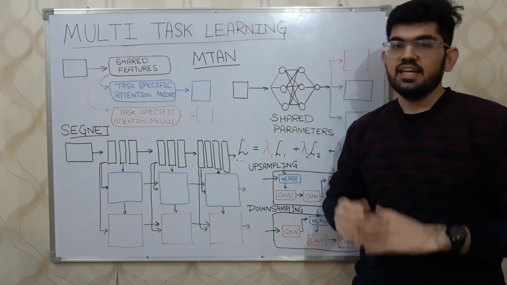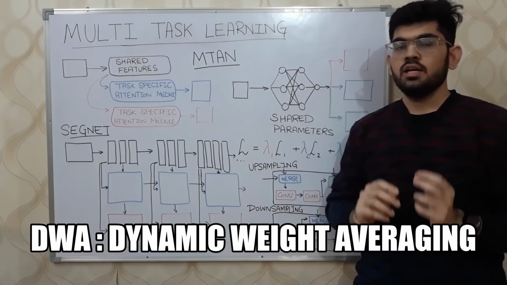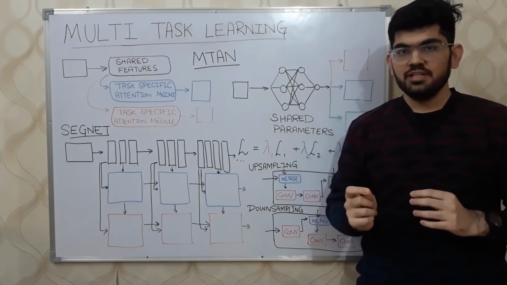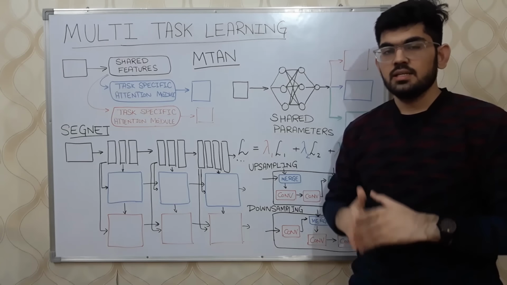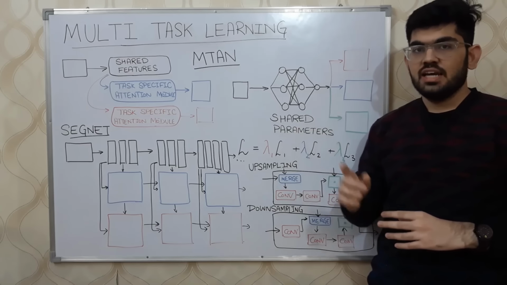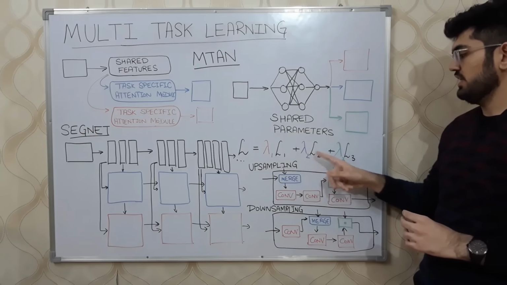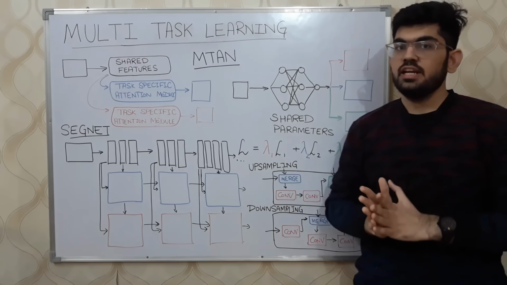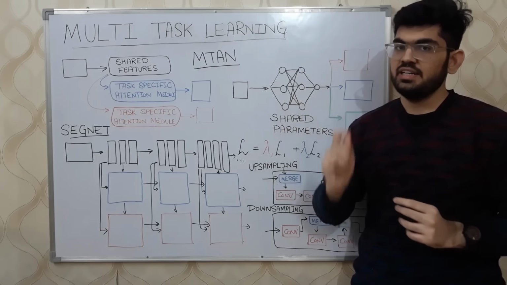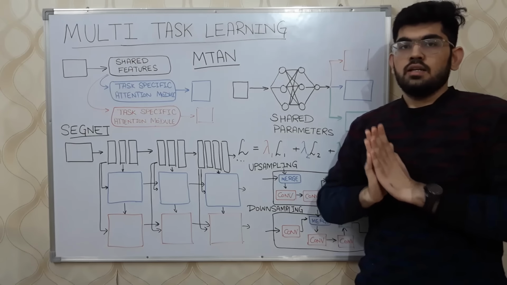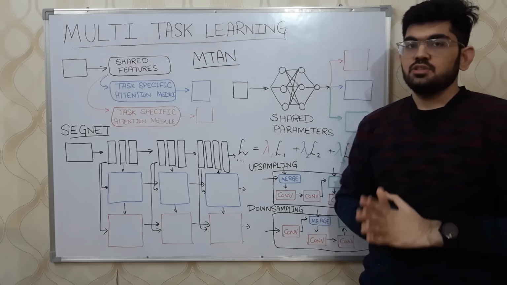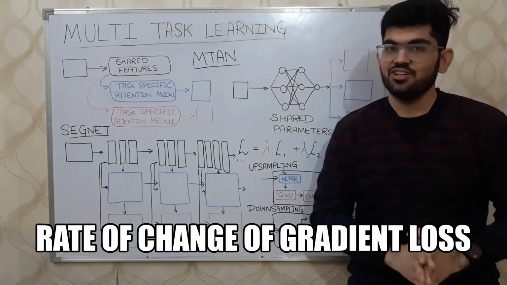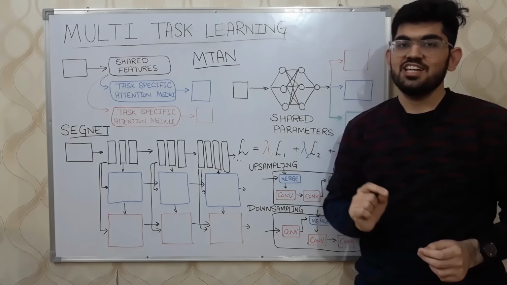One additional technique that MTAN proposes is what is called dynamic weight averaging. For any multitask learning network, we calculate the loss by a weighted average of the loss calculated for the different tasks, as we can see over here. The adjustment of the weights of these losses is very important for the network to actually converge and learn the different tasks. Dynamic weight averaging is a technique that is used to determine these weights based on the rate of change of the gradient loss. Now, what is the rate of change of gradient loss?